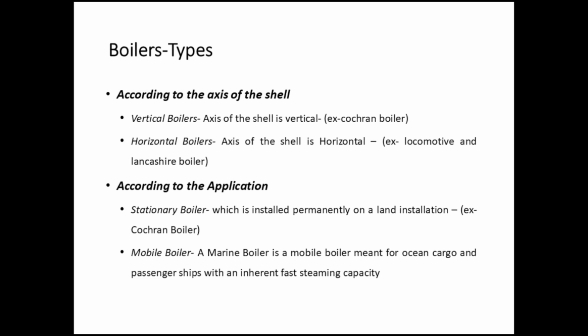According to the application, a stationary boiler is installed permanently on a land installation. Example: Cochran boiler. Mobile boiler: a marine boiler is a mobile boiler meant for ocean cargo and passenger ships with an inherent fast steaming capacity.